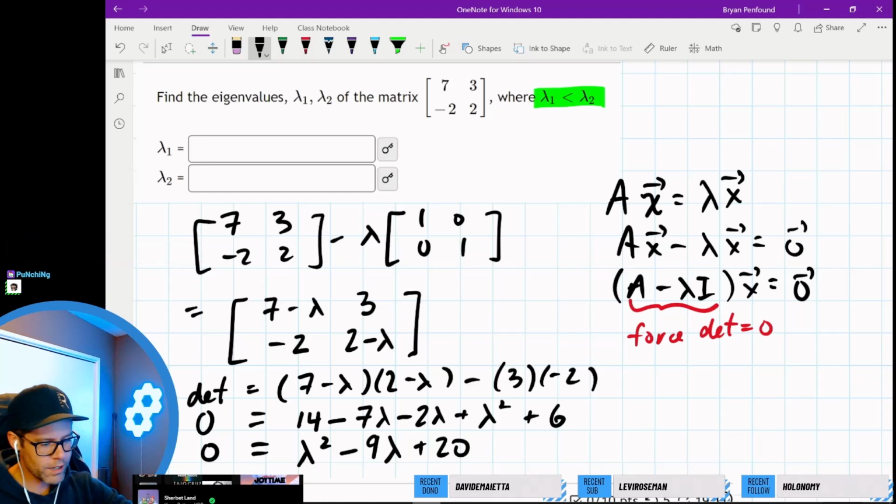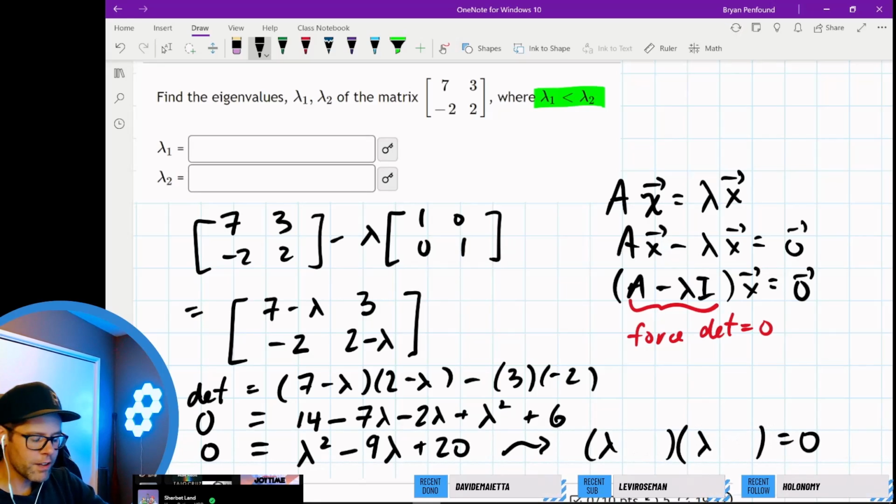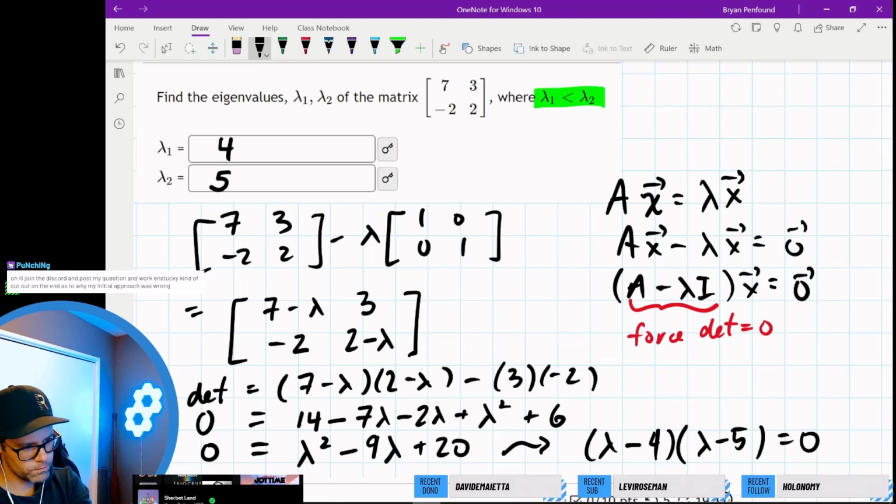Is this factorable? Can I find two numbers that multiply to 20 and add to negative 9? 4 and 5? Minus 4 minus 5? So either lambda equals 4 or lambda equals 5. That should do the trick.